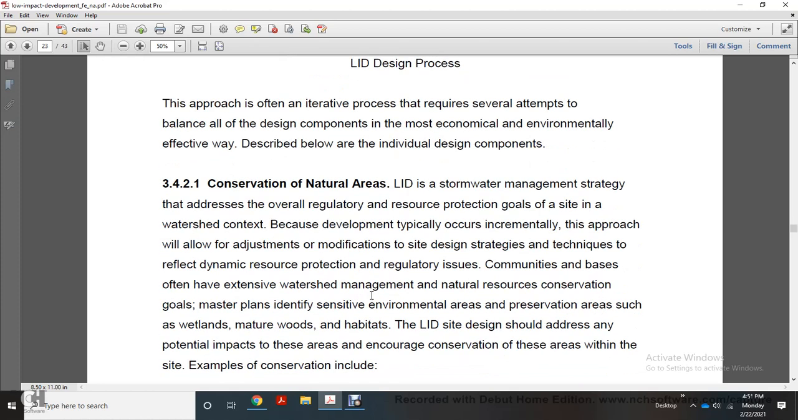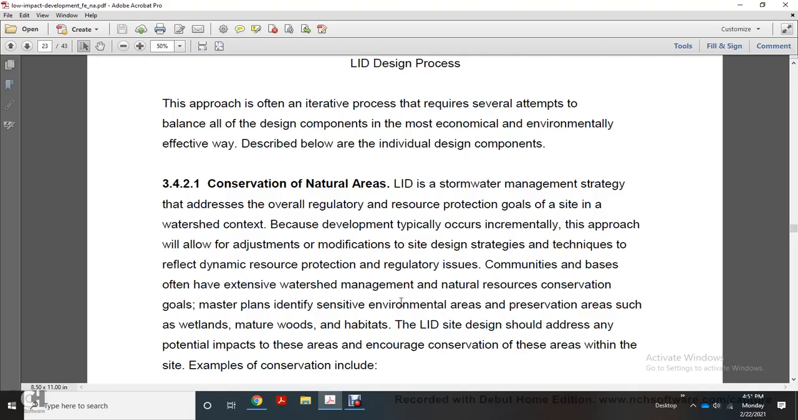Conservation of natural areas. Low impact development is a stormwater management strategy that addresses the overall regulatory and resource protection goals of the site within the watershed context. Both cover and development typically occur incrementally. This approach allows adjustment and modification of the site design strategy. The technique reflects the dynamic resource protection and regulatory issues of the communities, which often have extended watershed management and natural resource conservation goals.